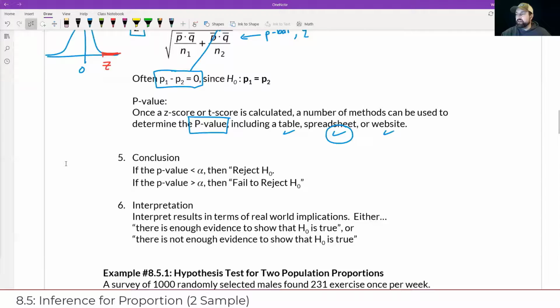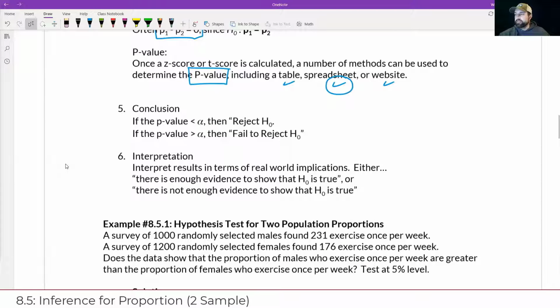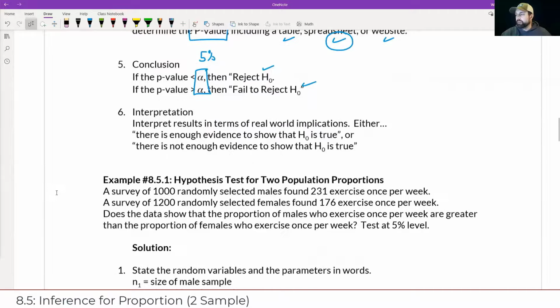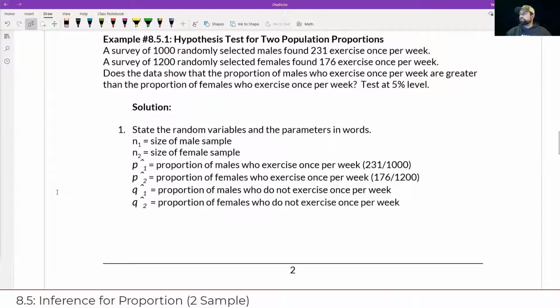Once you have that p-value, you compare it to the alpha value that we have, the 5%, and you either reject or you fail to reject. Simple as that. So all that we're really doing is tweaking things a little bit with this p-bar and q-bar. So, hypothesis test for two proportions.